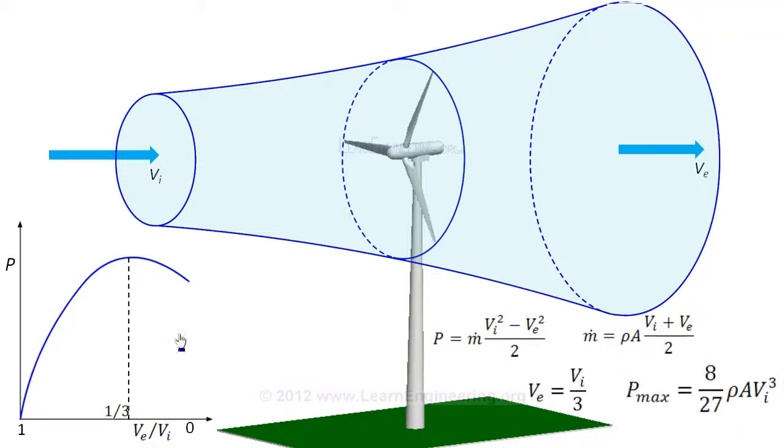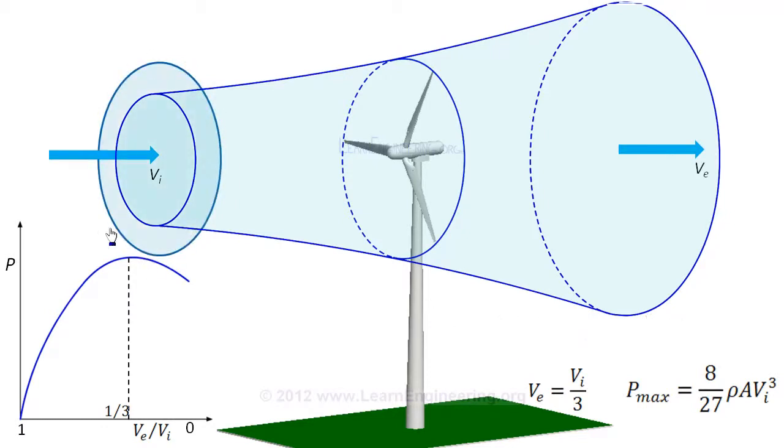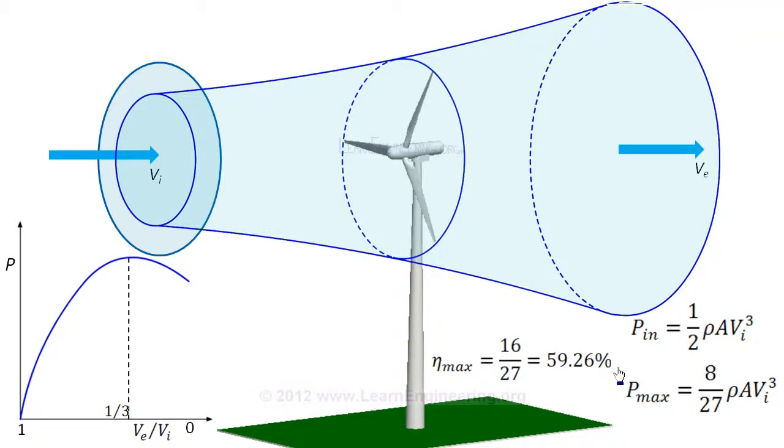The power input to the wind turbine is the inlet kinetic energy of wind passing through the same swept area, which can be modified in terms of velocity. The efficiency of a wind turbine is the ratio of power extracted to power input. So we can show that a wind turbine can convert up to 59.26% of wind kinetic energy to work. This is known as Betz's limit.